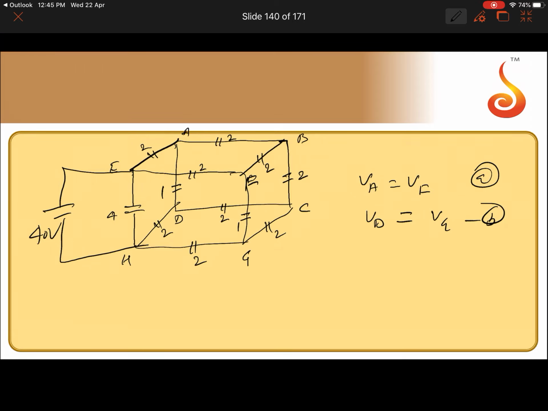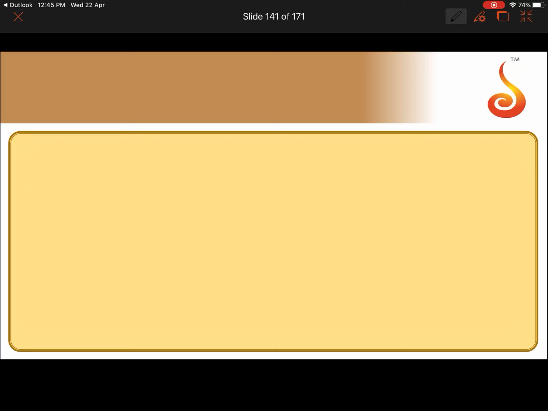Charge supplied by the cell to the network. So for that, this circuit can be redrawn considering the points A and F are at the same potential, D and G at the same potential. So let us redraw.